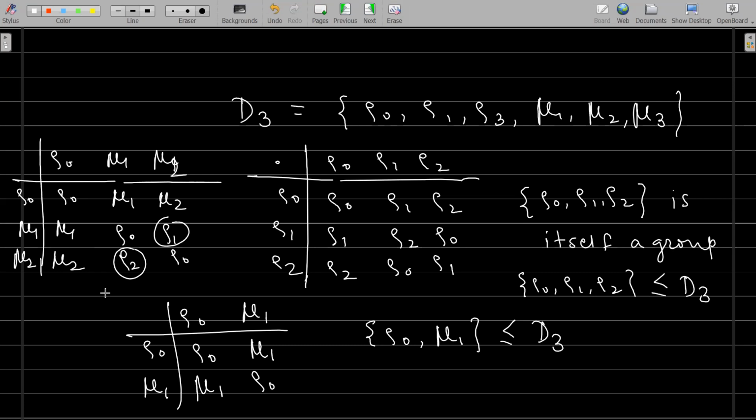But do you see now the set won't remain closed under the operation? My set is rho naught, mu1, mu2, and when I multiply two elements, I get something outside the set. So it is not at all closed under the operation, so it cannot form a subgroup. This can't be a subgroup, because I get some elements which are outside the set. Are you getting the point?